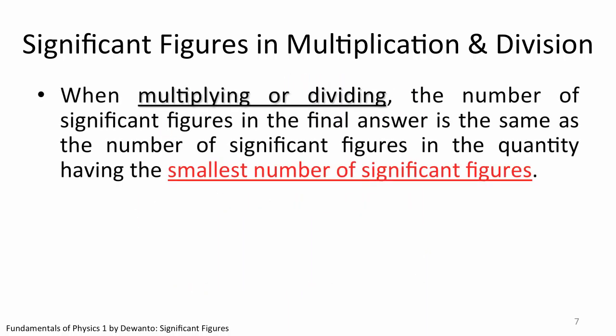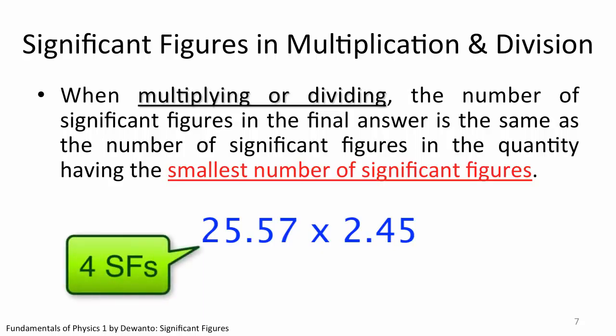Well, in such case, the final answer should have the same number of significant figures as the quantity with smallest number of significant figures. Okay, that's again sound confusing. So let me try to make it clear using example. Say you are multiplying 25.57 meter to 2.45 meter.